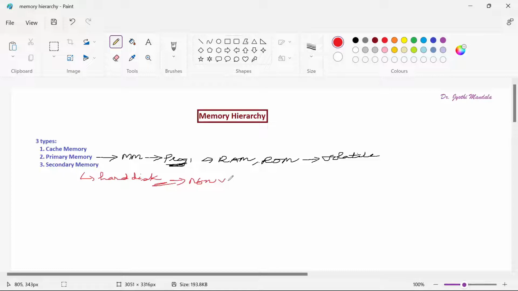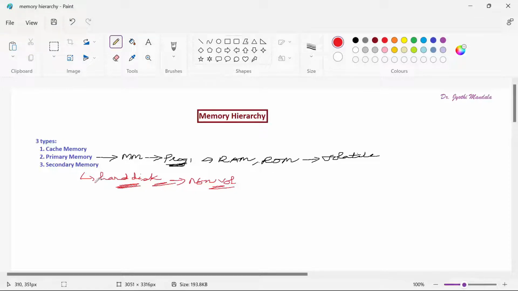Permanently it will be storing the data. What do you mean by that? Even if you switch off the power, even if the computer is off, the data will not be erased in the secondary memory. So you need to understand the hard disk. The data that is stored in the hard disk is available permanently. Until and unless you delete it, it will not be deleted.